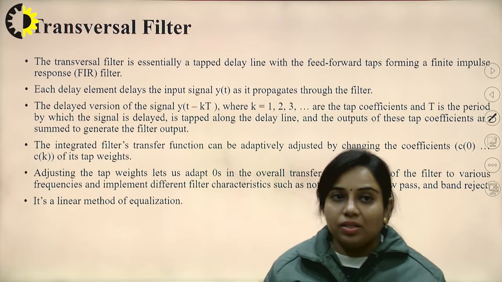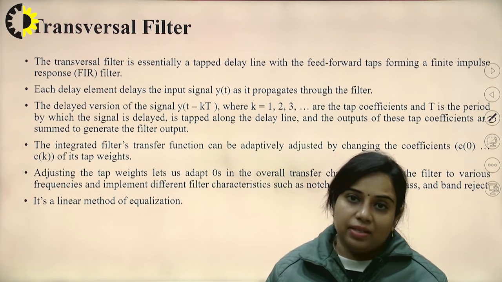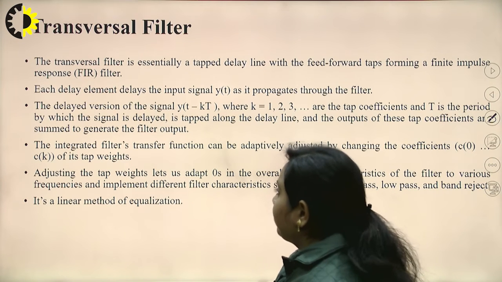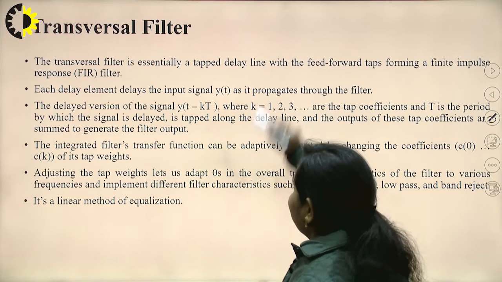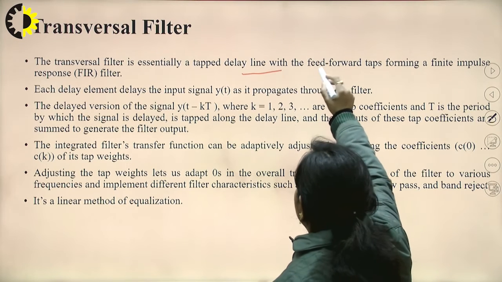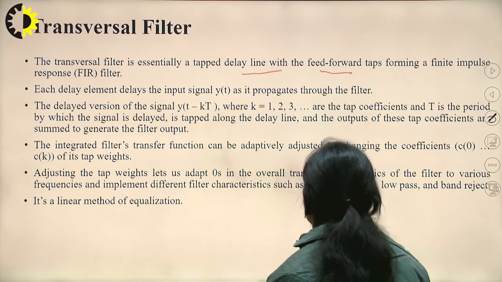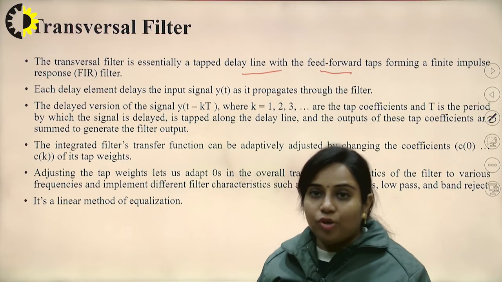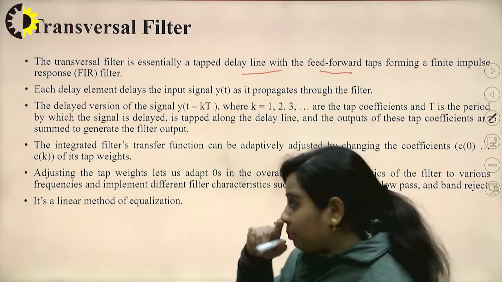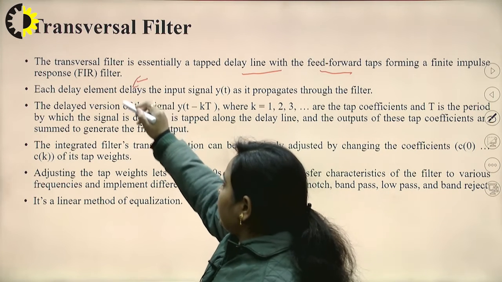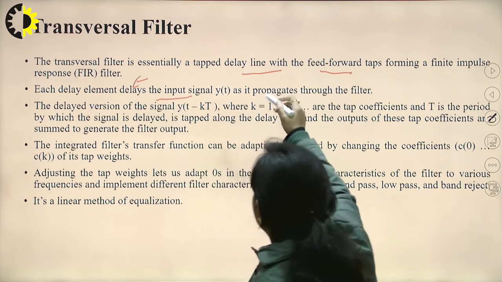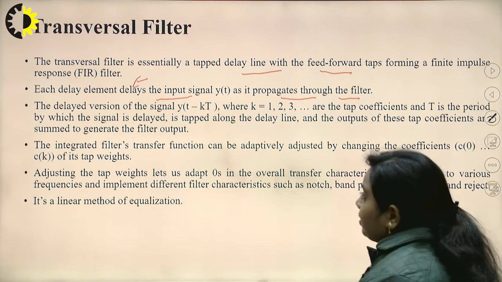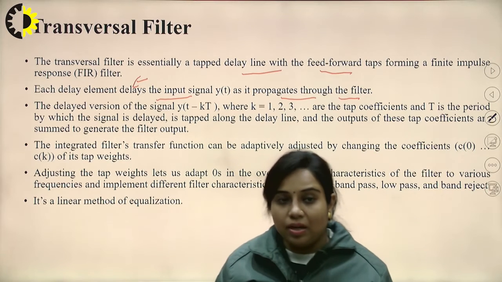Now next is the transversal filter, which is an example of an equalization filter. A transversal filter is essentially a tapped delay line with feed forward taps, meaning no feedback is used. It is a feed forward tap forming a finite impulse response filter. Each delay element delays the input signal as it propagates through the filter. So basically there are different delay elements.